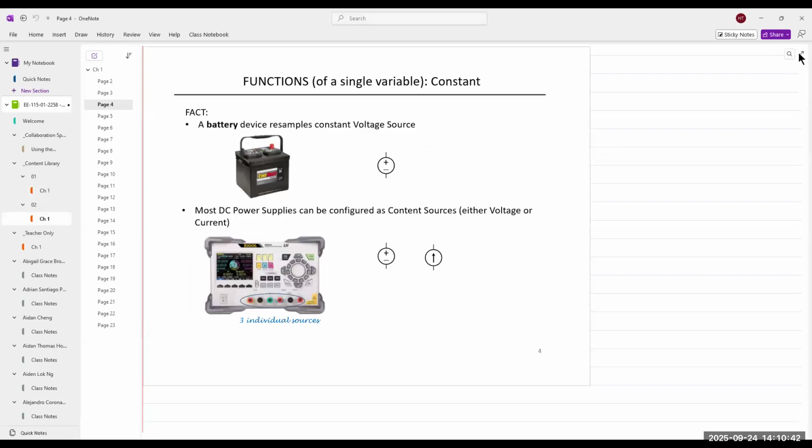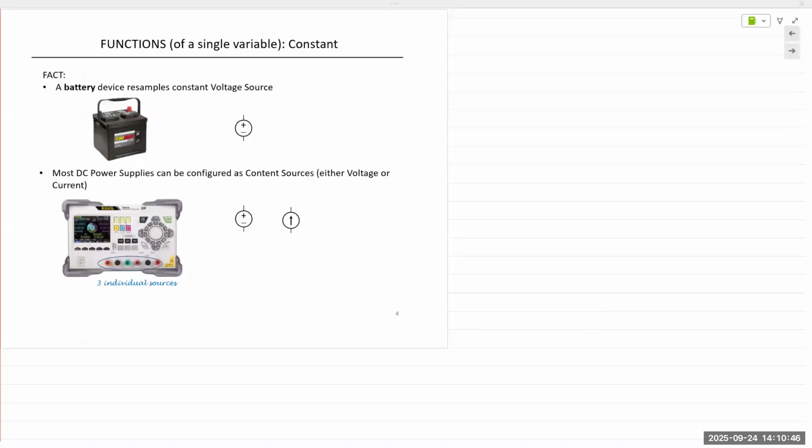Okay, so continuing on from what we discussed last class, we were talking about power supplies, right? And so we spoke about how power supplies can be run in any mode. A benchtop power supply has constant current mode and constant voltage mode, and the mode of operation determines whether we refer to it as a voltage source or a current source.